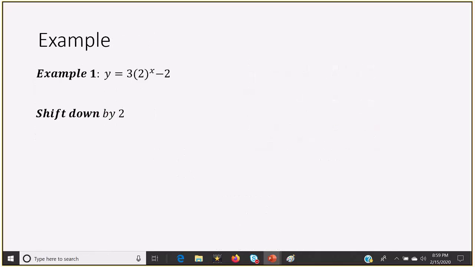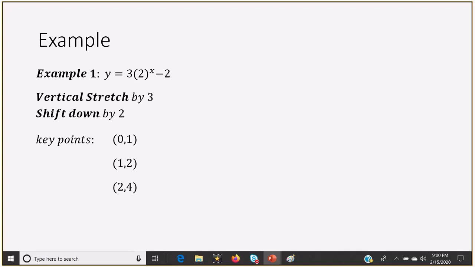So now I have a function. Y is equal to 3 times 2 to the x minus 2. So I can recognize that my parent function is going to be 2 to the x, and I will write down my transformations after I put down my key points. Originally my key points for y equals 2 to the x are 0, 1, 1, 2, and 2, 4. So I'm going to start with those key points, and then just like we did in the transformation section, we're going to describe our transformations. And so the first transformation is I've stretched vertically by 3, and my second transformation is I shift down by 2.